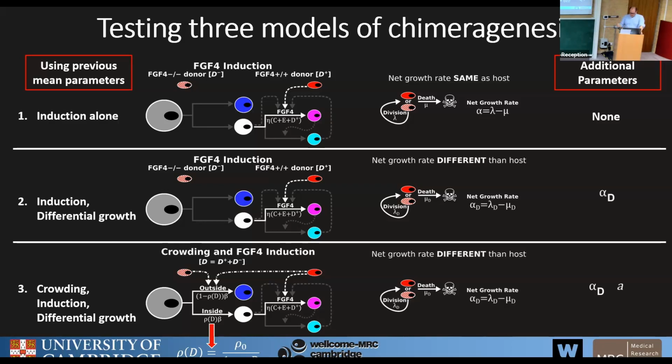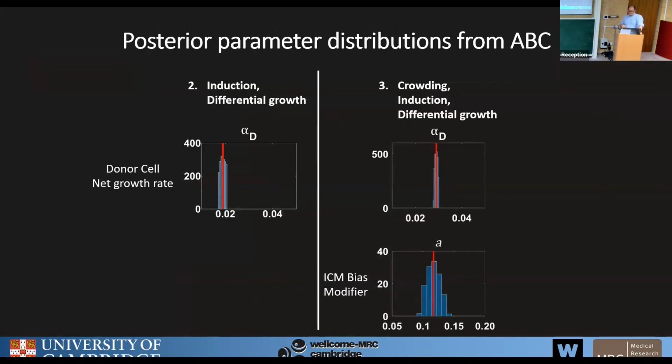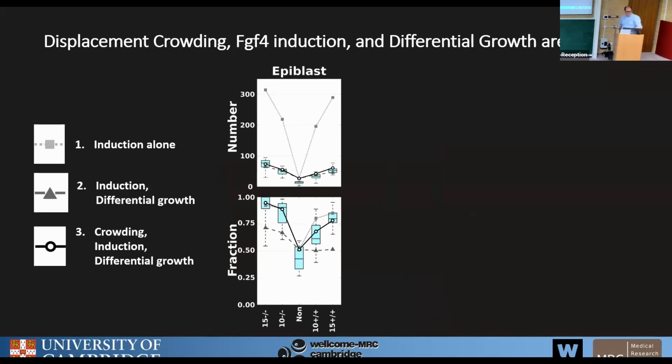When we actually go through and perform the second round of ABC on top of this, we're able to get relatively comparable donor cell net growth rates when we include that. And I just want to show we have compact support over the space that we sampled over. So the fun result. The gray box is the induction alone model. The slightly darker gray triangle is the induction differential growth, and the open black circles are crowding, induction, and differential growth.